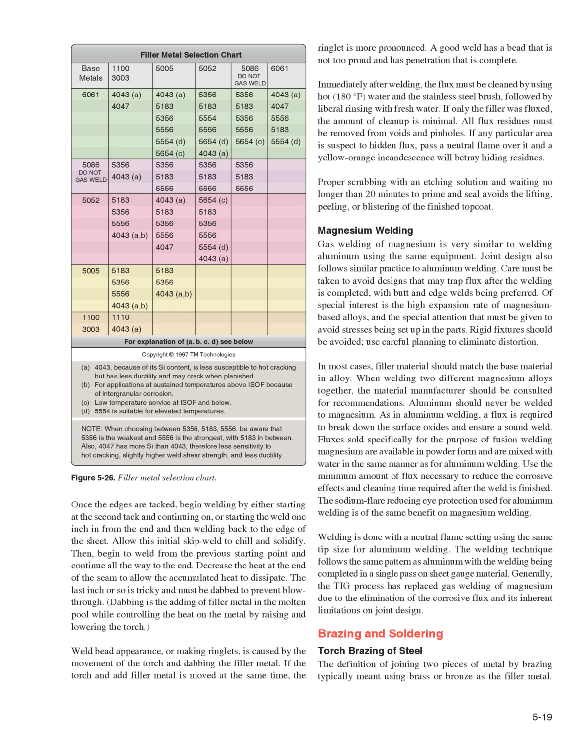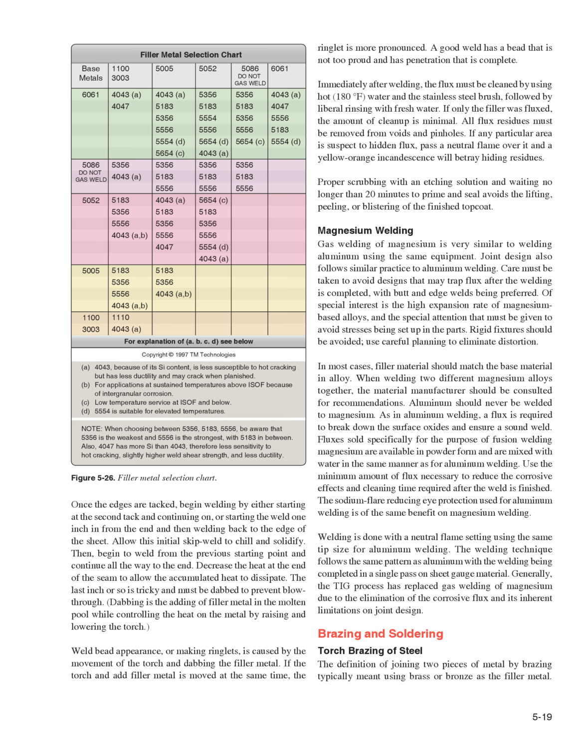Once the edges are tacked, begin welding by either starting at the second tack and continuing on, or starting the weld 1 inch in from the end and then welding back to the edge of the sheet. Allow this initial skip weld to chill and solidify. Then, begin to weld from the previous starting point and continue all the way to the end. Decrease the heat at the end of the seam to allow the accumulated heat to dissipate. The last inch or so is tricky and must be dabbed to prevent blow-through.